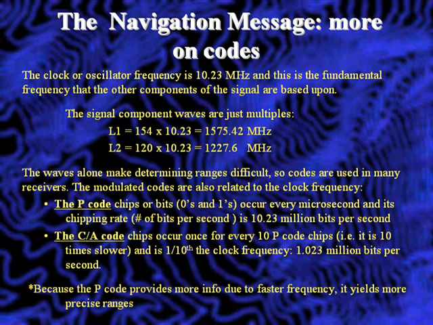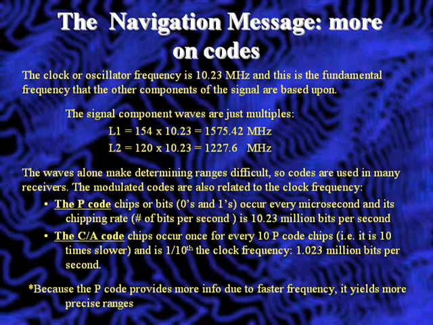L2, the second carrier wave, is very similar, but it's multiplied by 120. The implication of this is that we have two different frequencies in each of the two carrier waves. So L1 and L2 operate at two different frequencies. That is very important for atmospheric corrections.